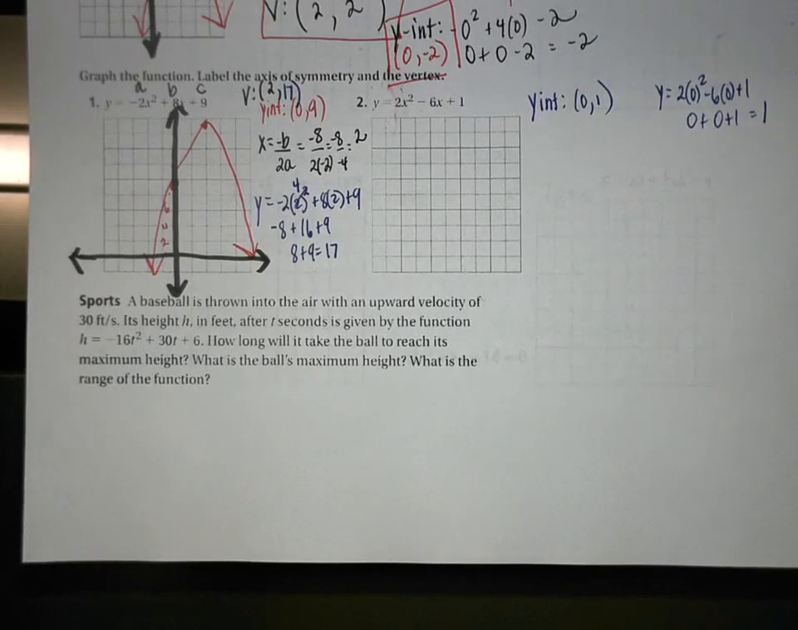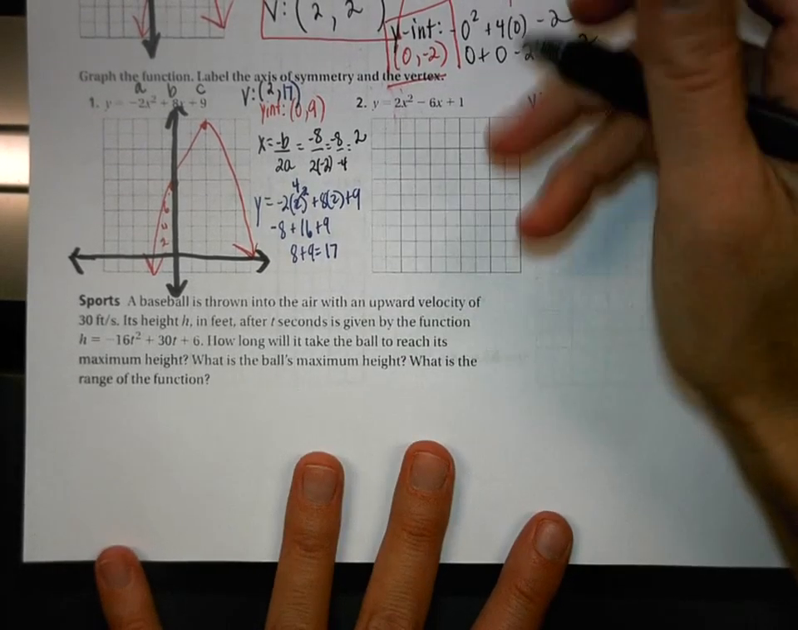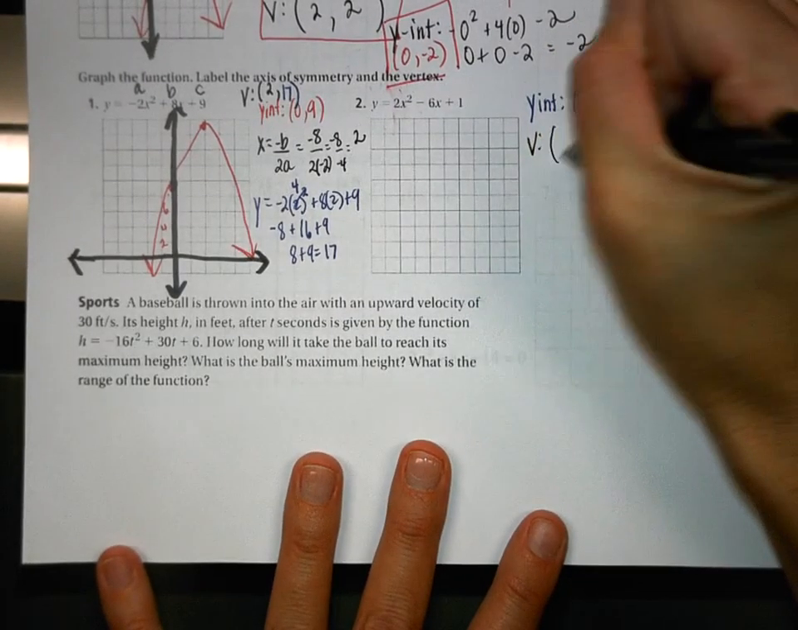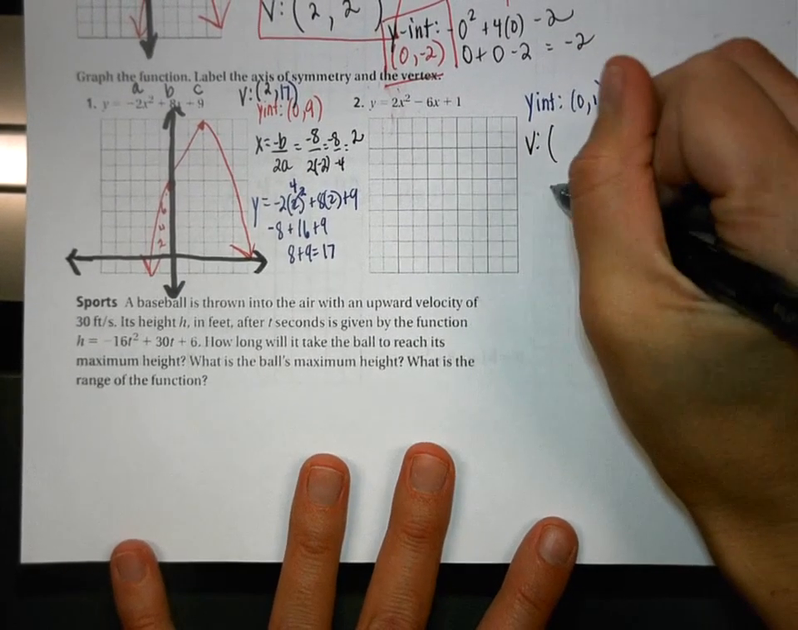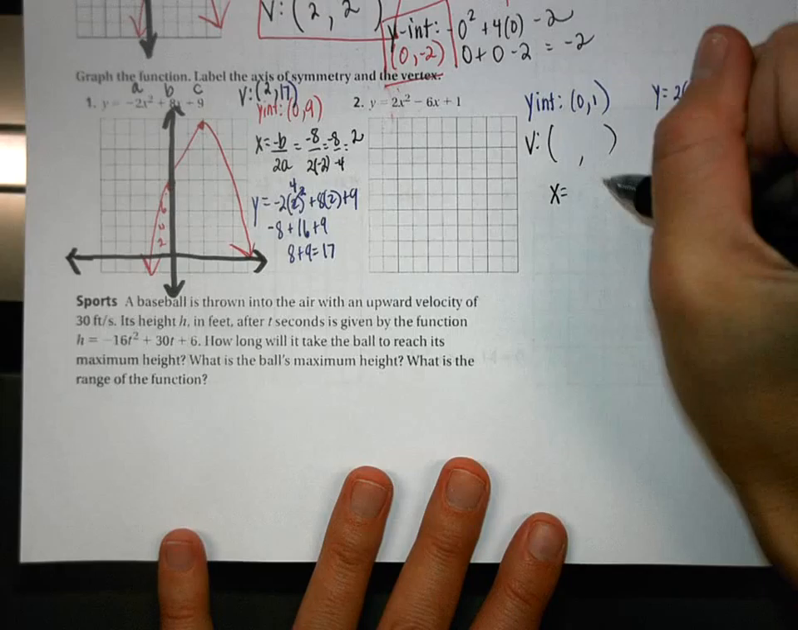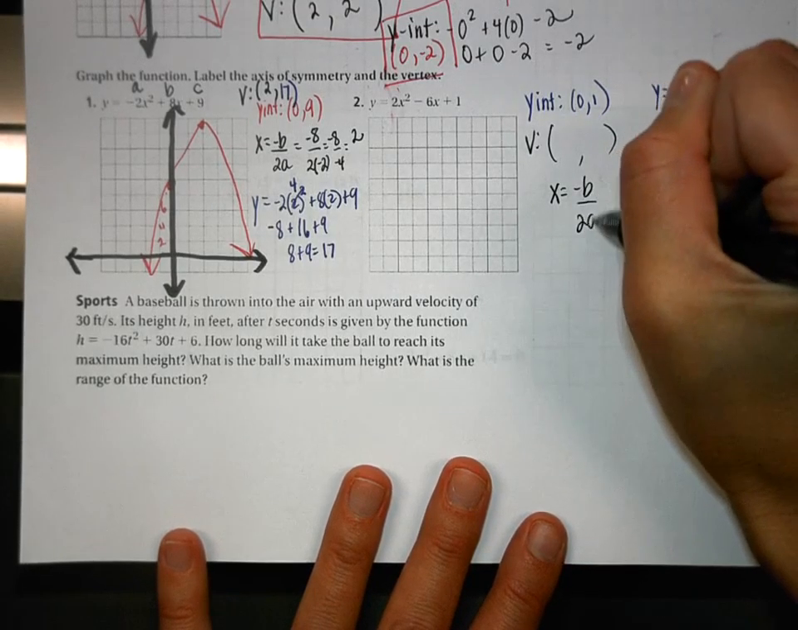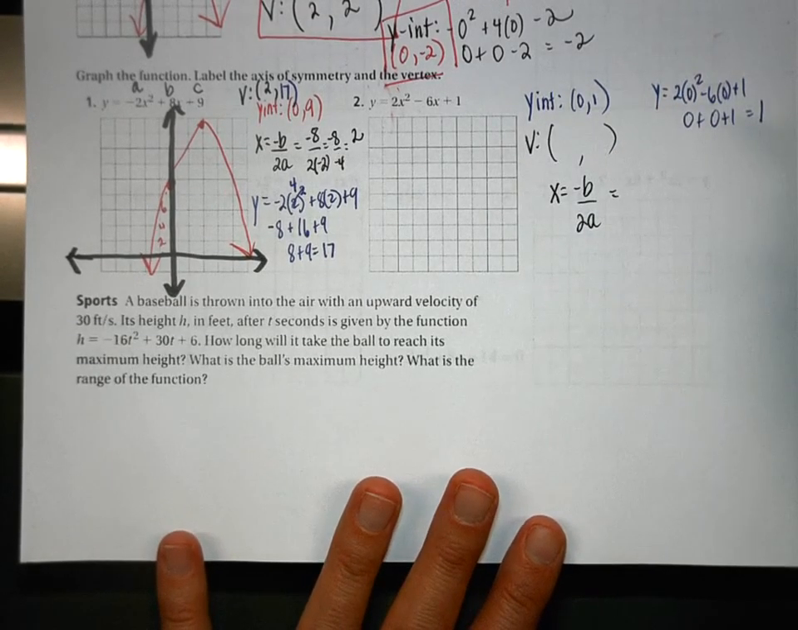Okay, any other questions so far? Okay, and then for my vertex, how do I find the x value of the vertex? What's the equation? Very good. Negative b over 2a is correct. And so what is negative b?